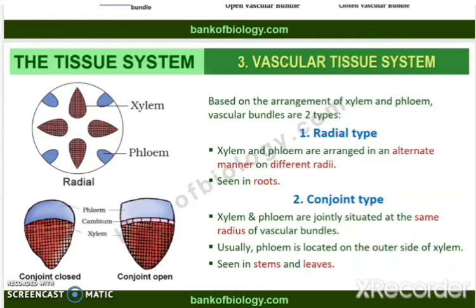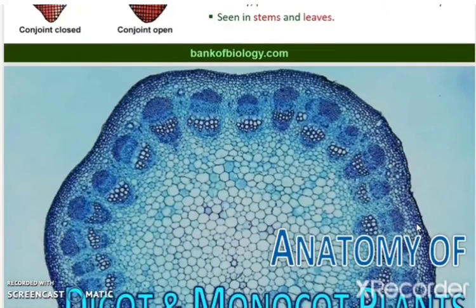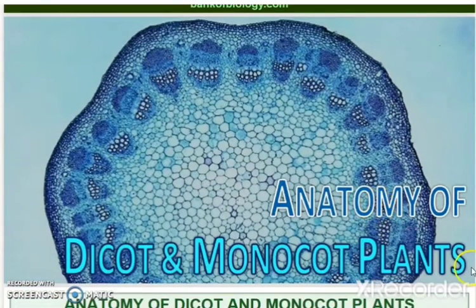Now let us move on to the anatomy of the monocotyledonous and dicotyledonous plants, right? So we are going to start with the anatomy of dicot and monocot plants. For better understanding of the tissue organization of different parts of the plants like root, stem and leaf, we are going to study the transverse section of the mature zones of these organs.